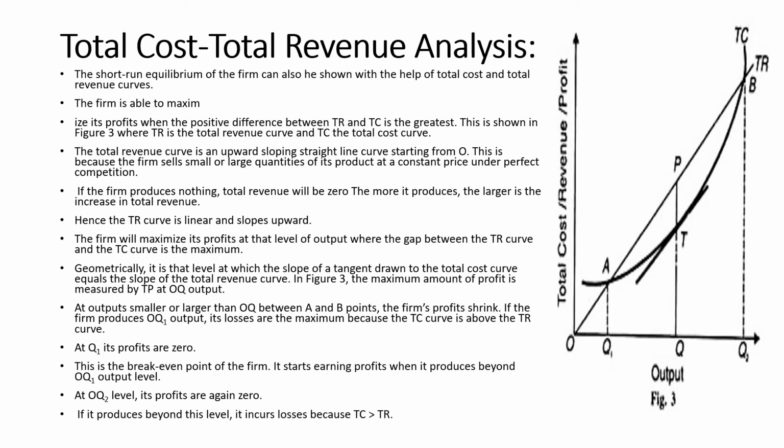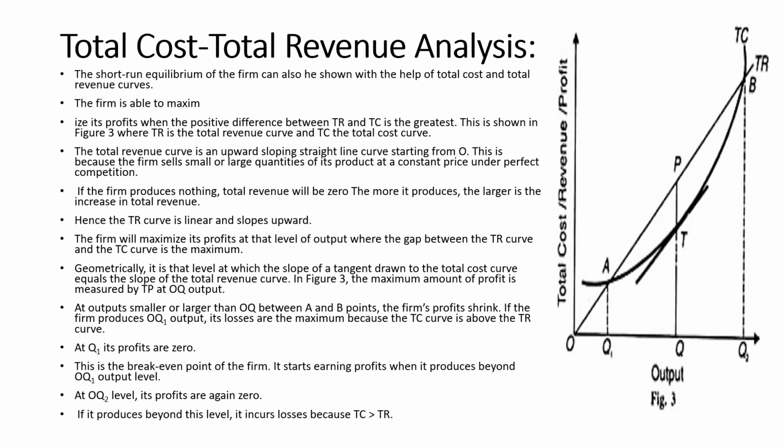Now the firm here is able to maximize its profits when the positive difference between TR and TC is the greatest, when the gap between TR and TC is the greatest, in the sense that TR is more than TC. In this case, you can incur a profit. This is shown in figure 3, where TR is the total revenue and TC is the total cost. The total cost curve, as you can see, has got one shape, and the total revenue curve has got one shape.